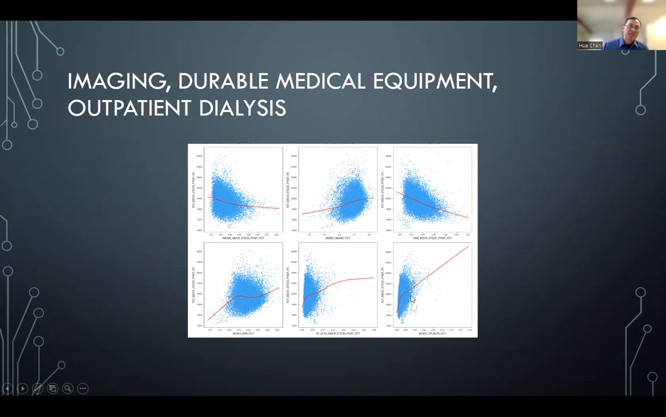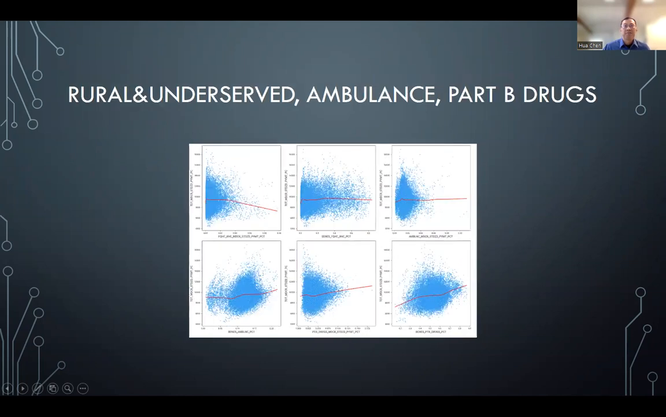And I do want to point out the steep curve in outpatient dialysis. The more that patients are on dialysis, the more we're spending. And also, interestingly enough, if more is being spent on outpatient dialysis, then it's interesting that the cost of care somewhat flattens out also. Here's rural, underserved, ambulance, and Part B drugs.